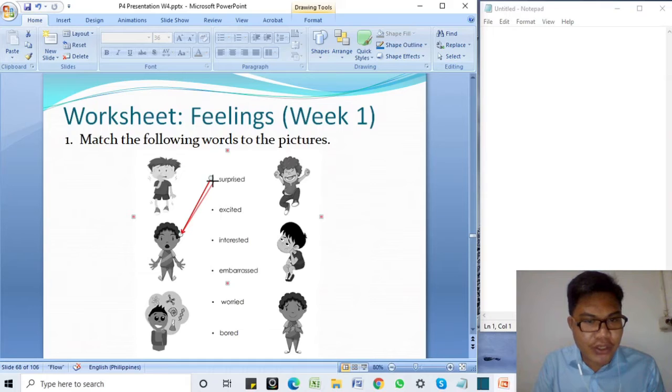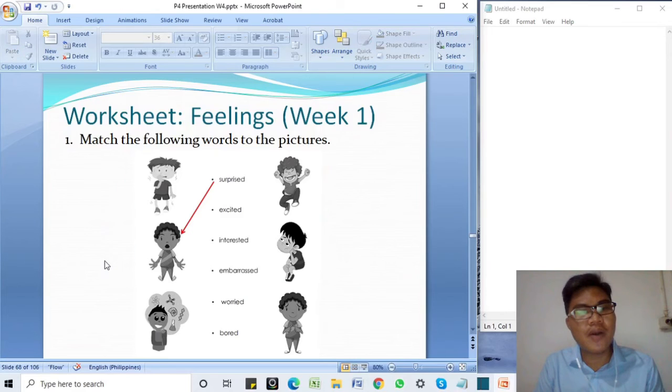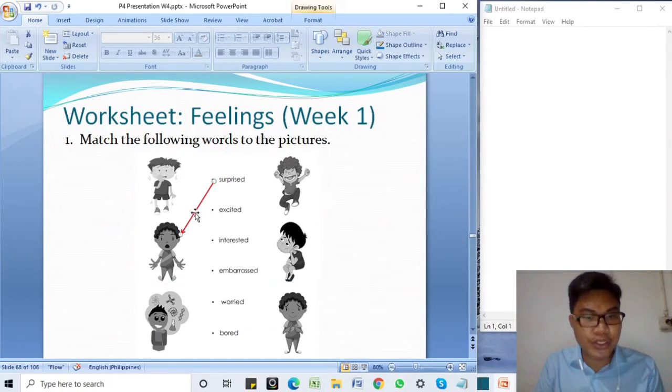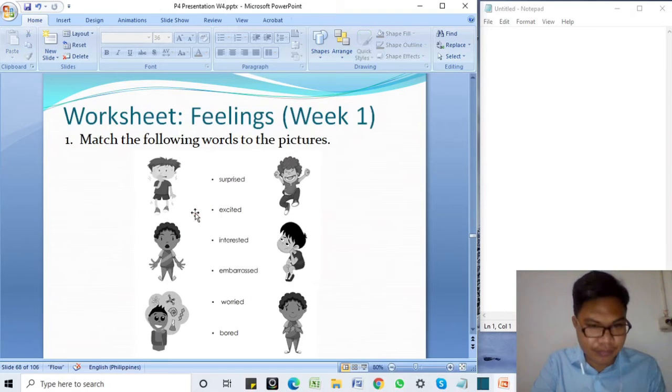So make sure that you draw a line from the word to the pictures. Alright, so that's how you answer it. You match it by drawing a line from the word to the pictures. Okay, now you have to answer the rest of the photos and words. Okay, now on to the next.